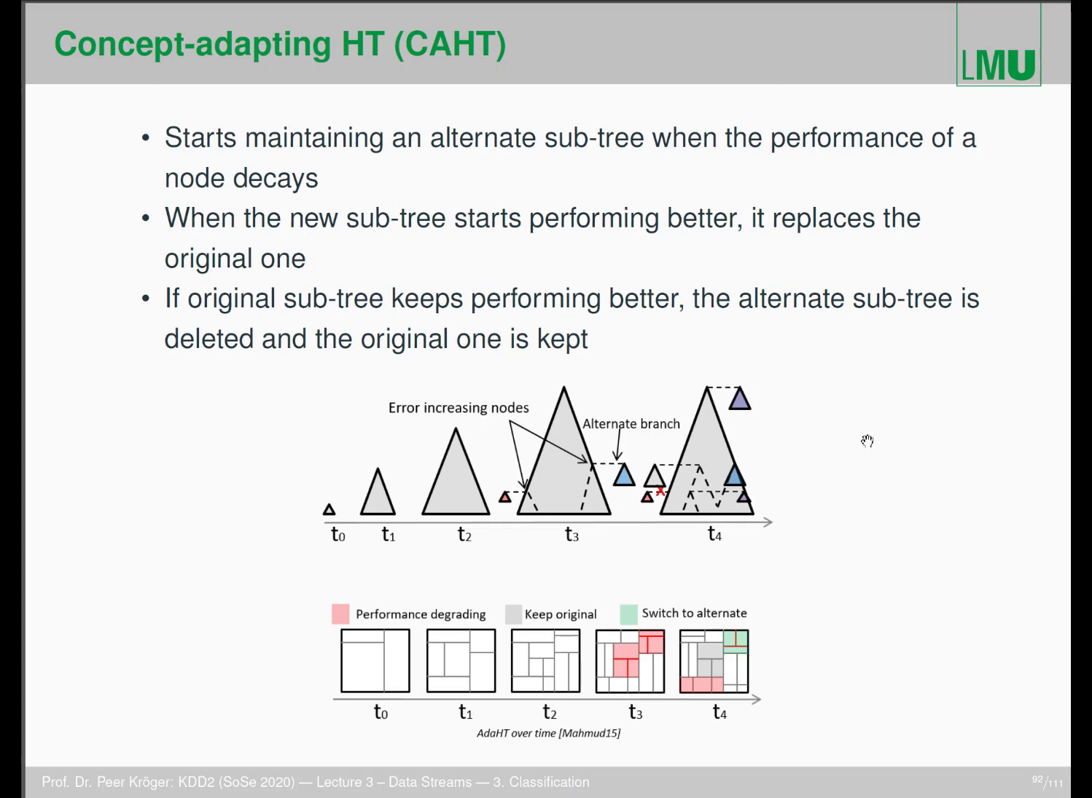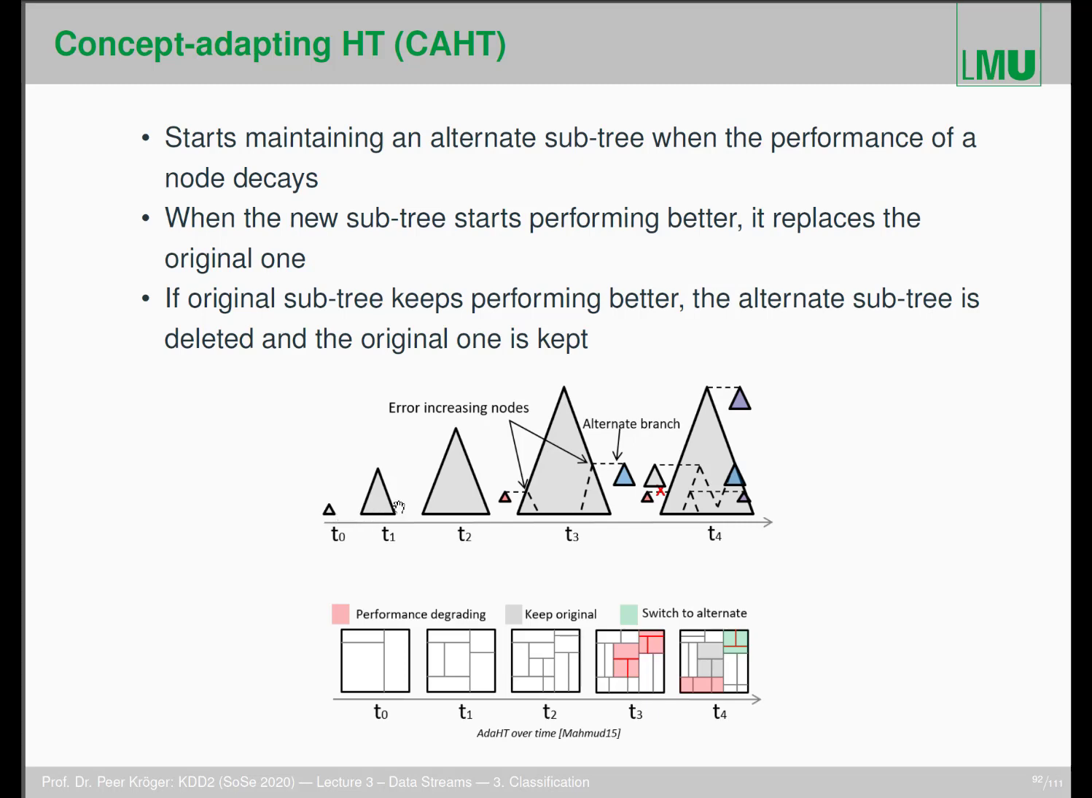And then we have the so-called concept adapting Höfting tree, which is another variant. The authors here propose to start maintaining an alternate subtree, not an alternate reality of fake news, but an alternate subtree, when the performance of a node somehow gets worse. When the new subtree starts performing better, it should replace the original one. And if the original subtree keeps performing better, then the alternate subtree is deleted again, and the original one is kept.